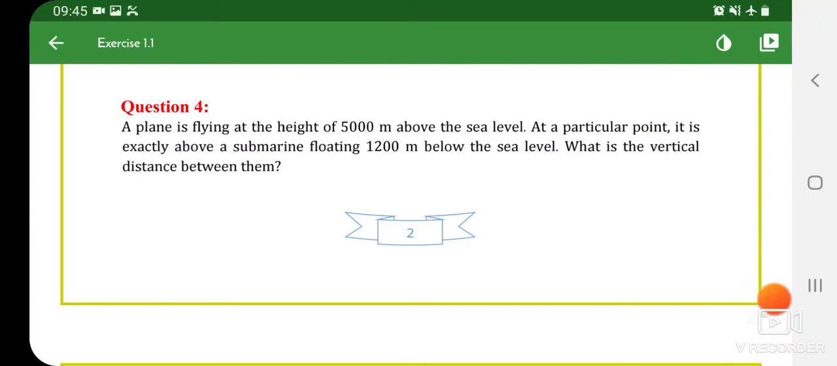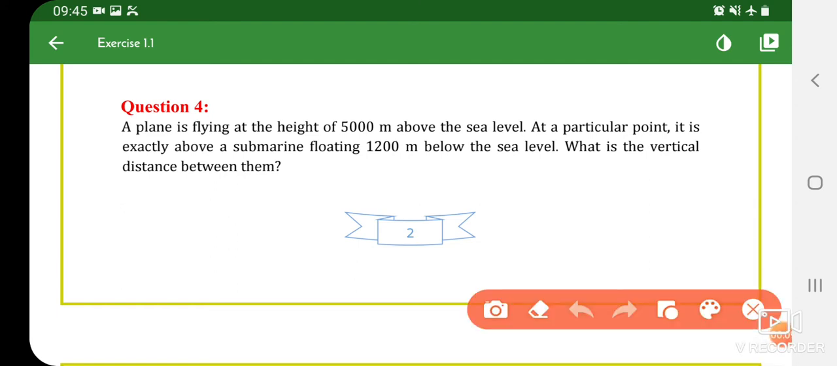So the question is, a plane is flying at the height of 5000 meter above the sea level. That means in the upper side. At a particular point it is exactly above a submarine floating 1200 meter below. Below means in the downside. What is the vertical distance between them?